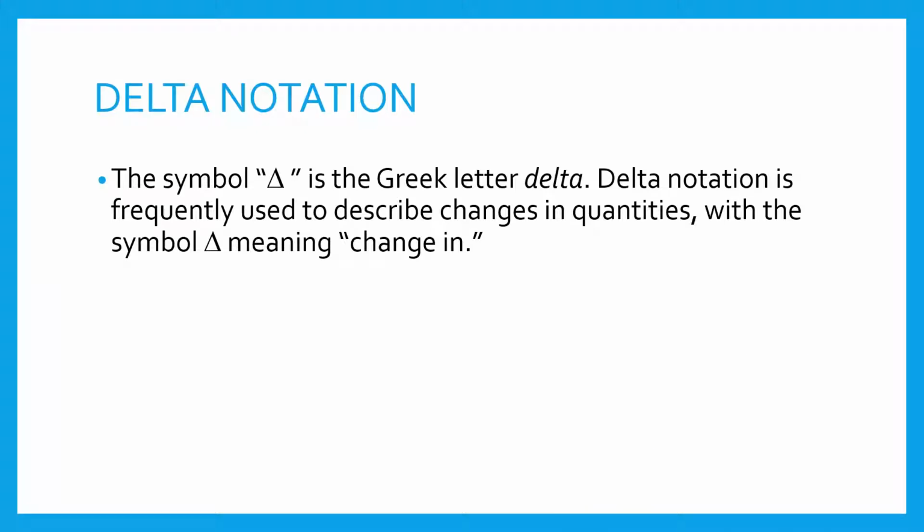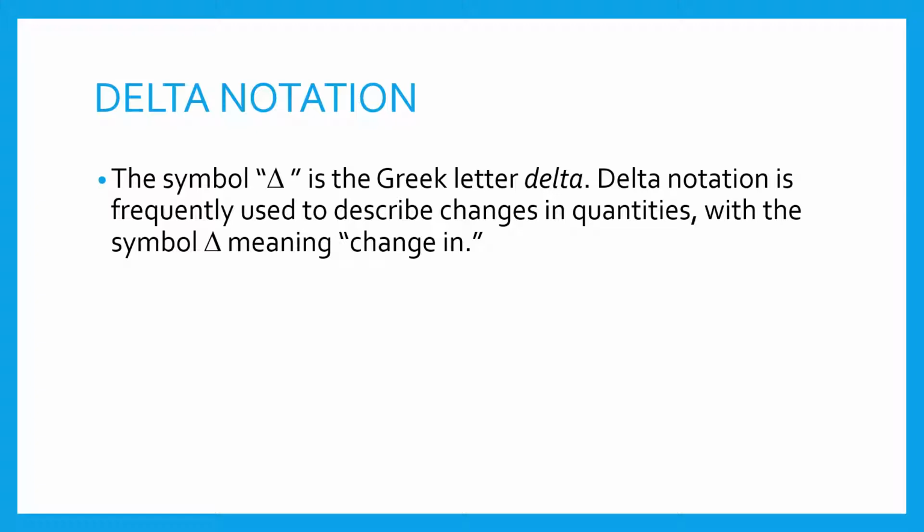We've already talked about this one time, but I just wanted to remind you because we're going to have to use that symbol in this section. The symbol delta, it looks like a little triangle, is the Greek letter delta. Delta notation is frequently used in mathematics to describe changes in quantities, with the triangle symbol meaning change in. So if you see delta, that means change in.